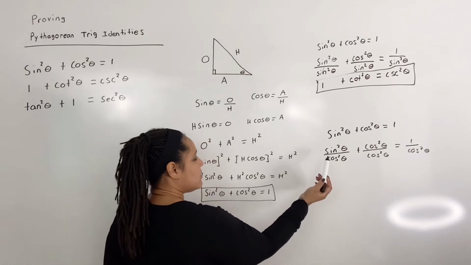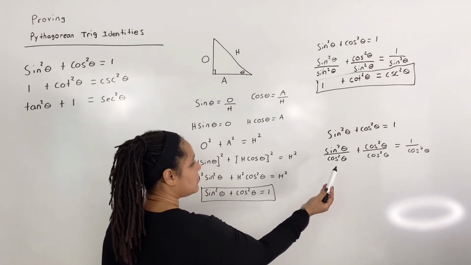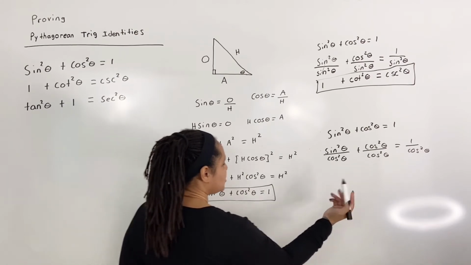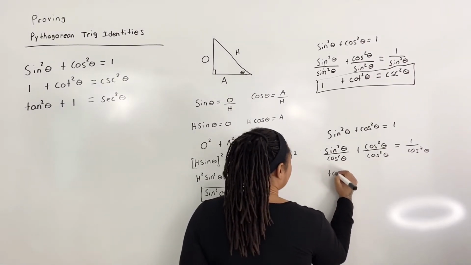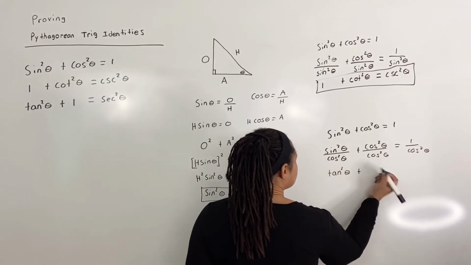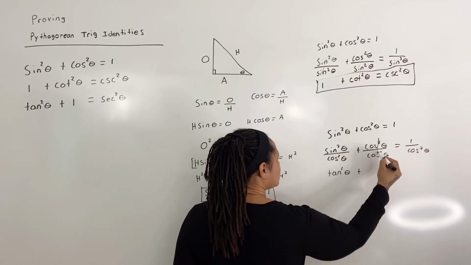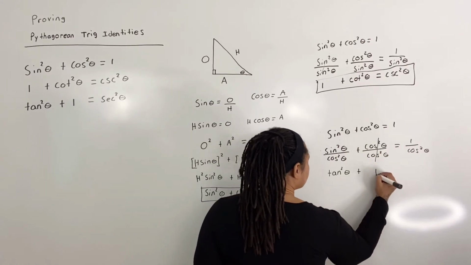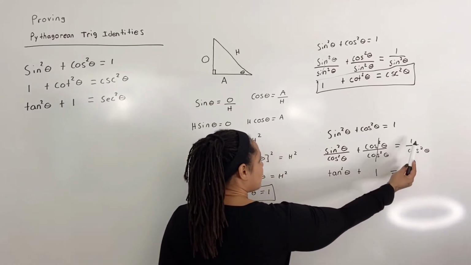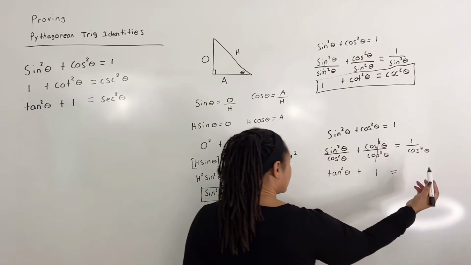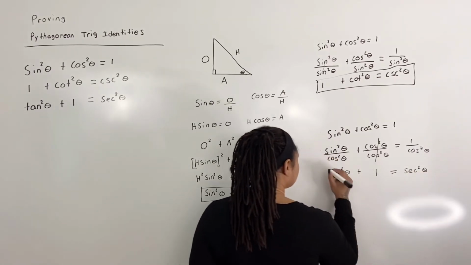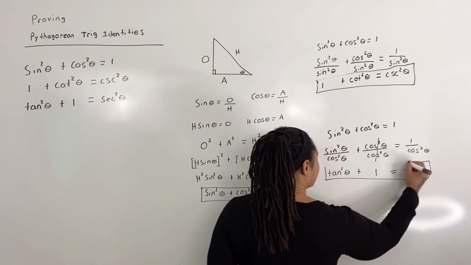We know that from our quotient identity that sine squared theta over cosine squared theta is tangent squared theta. So we have tangent squared theta plus, and of course cosine squared theta over cosine squared theta is 1. So we say 1 equal to, and by the reciprocal identity, we know that 1 over cosine squared theta is secant squared theta. So we say secant squared theta. And here is your third identity.